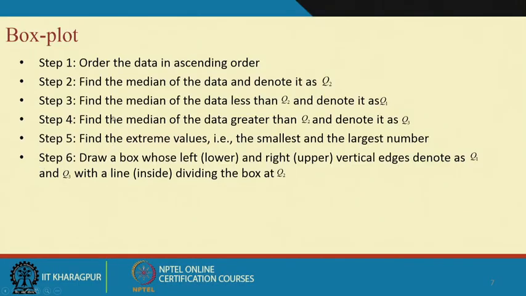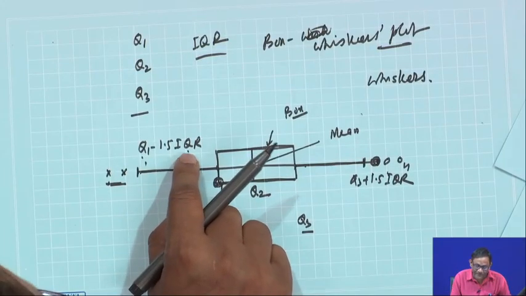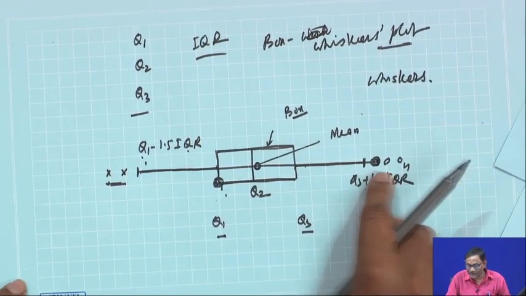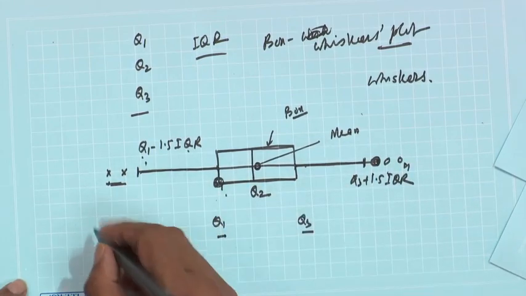So, here some of the steps are given. First find Q2, then find Q1, the median of the data left of Q2, and find Q3, then find the extreme values. It may so happen that there will be some values here and some values here also. These are known as extreme values, meaning the y values which are beyond Q1 minus 1.5 IQR, that is below this value, or above Q3 plus 1.5 IQR. These extreme values are known as outliers.